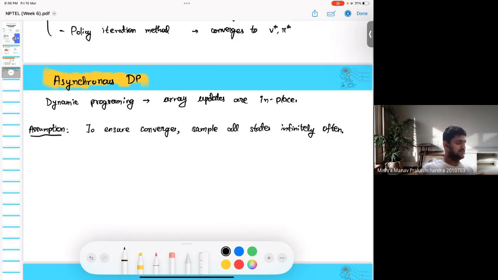So this is what asynchronous DP was about. Similar concept to that, and something which is very useful whenever we look at the control aspect for Monte Carlo or TD, an approach which is known as generalized policy iteration. Okay.